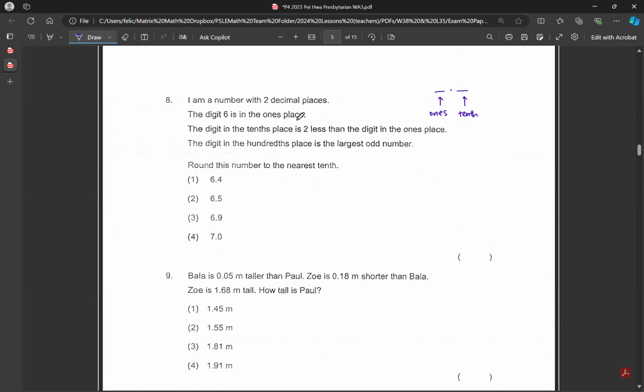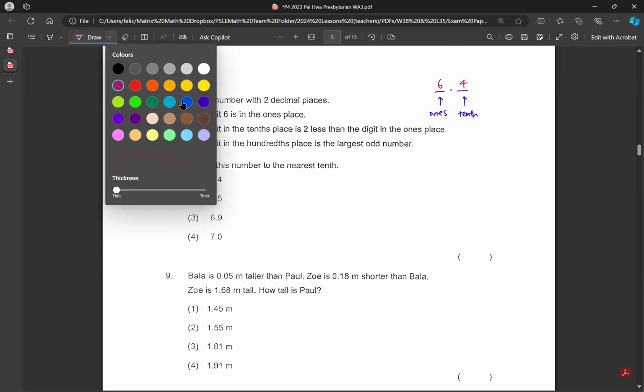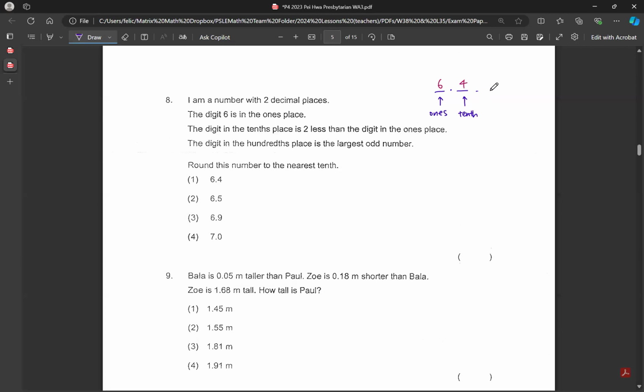All right. So the digit 6 is in the ones place, we're just going to fill it up. 6 is here. The digit in the 10th place is 2 less than the ones place. So 2 less means 4, 6 minus 2. Oh, and there's a 100th place. So where is the 100th place? 100th place will be here. This is the 100th with a TH spelling. The digit in the 100th place is the largest odd number. Largest odd number is a 9.